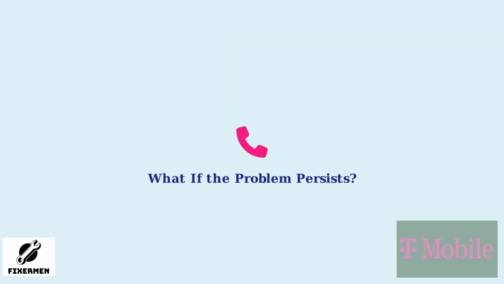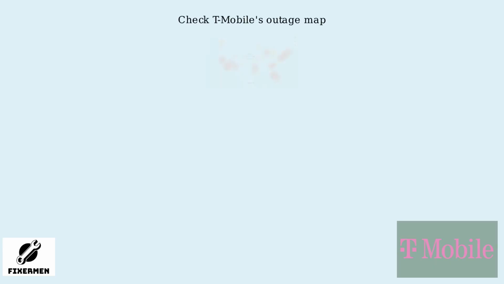If you've tried all the previous troubleshooting steps and still encounter SOS only mode, the issue might be related to T-Mobile's network coverage in your specific area. The first step is to check T-Mobile's outage map online. This map shows real-time reports of network issues across the United States, including areas with reported outages or connectivity problems.